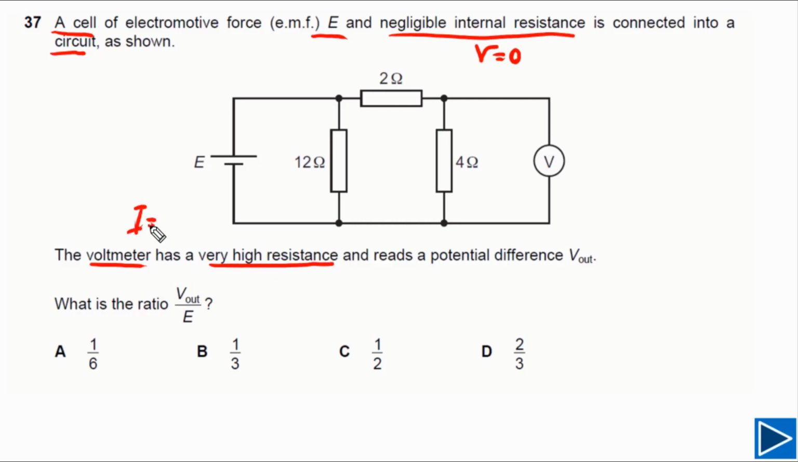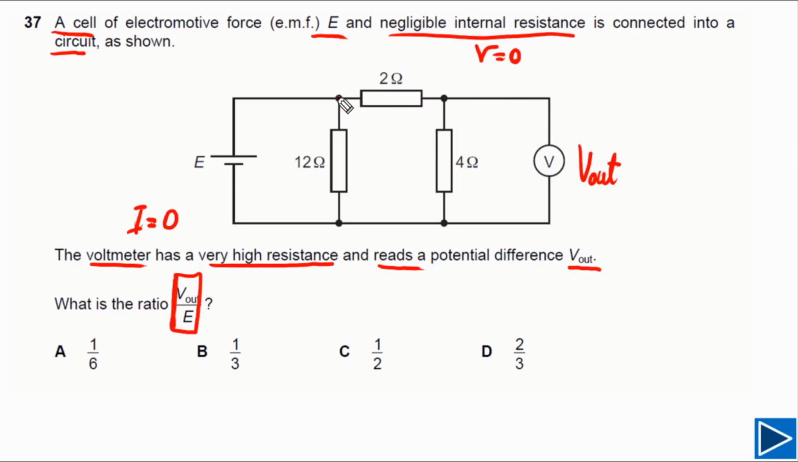We can treat this voltmeter as an ideal voltmeter, and there is no current passing through this one because it has very high resistance. It is also given to us that the voltmeter reads a potential difference equal to V out. It simply means that the reading on this voltmeter is equal to V out. And the question is asking us to find the ratio between V out and E.